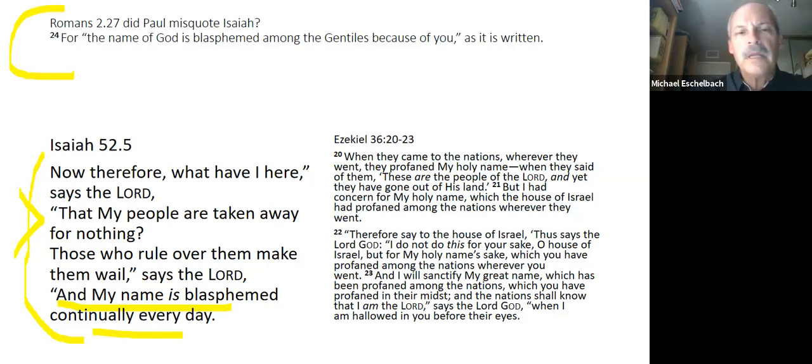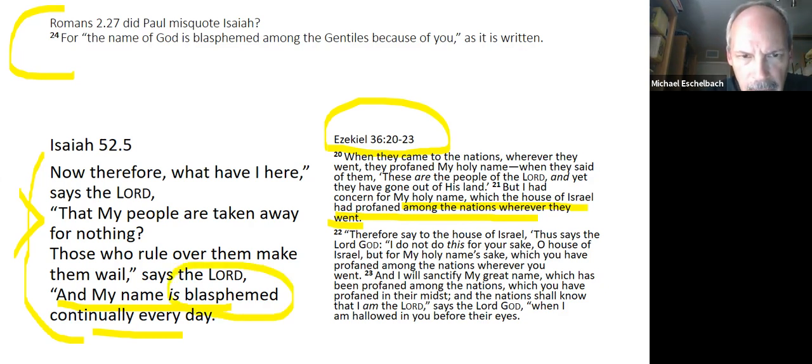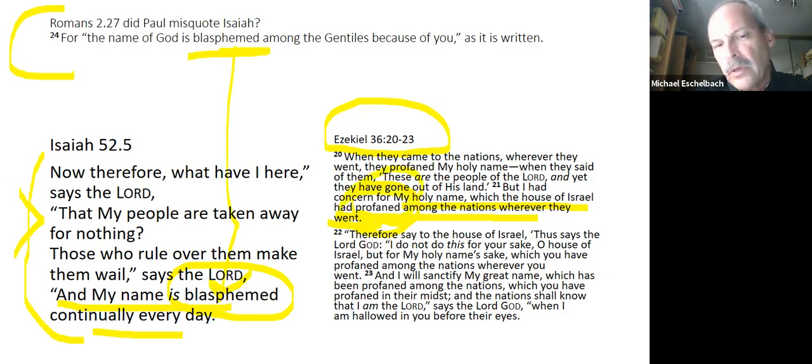Is that true? Well, wait a minute. Here in Ezekiel 36: here is my holy name, which the house of Israel had profaned among the nations. So in Ezekiel, Israel is the villain, just like Paul is claiming in Romans 2. So why did modern critical scholars assume that Paul is quoting Isaiah instead of quoting Ezekiel, with the word profane? Well, the reason is that in the Greek Old Testament, the word that Paul's using here is the same word Isaiah's using. Ezekiel's using a different word, which is why it's translated profaned and not blasphemed, even though it basically means the same thing.